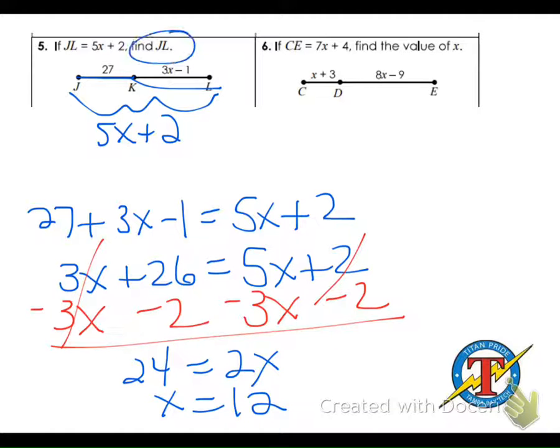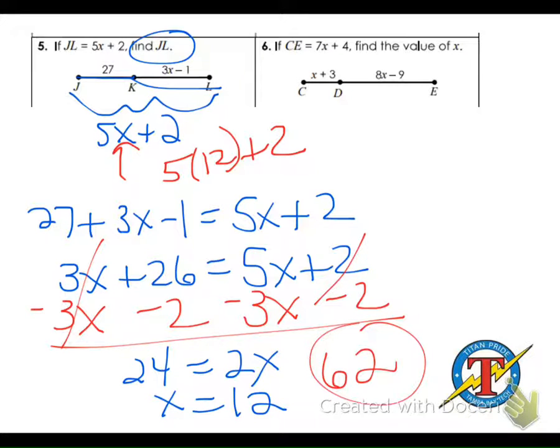This time the question is JL, which is the whole thing. So I'm going to plug it in right here for x. So it's 5 times 12 plus 2. Okay, so that's 60 plus 2, or 62 is my answer for JL. Okay, so technically we should say that the measure of JL is 62. Hope you got that one right.